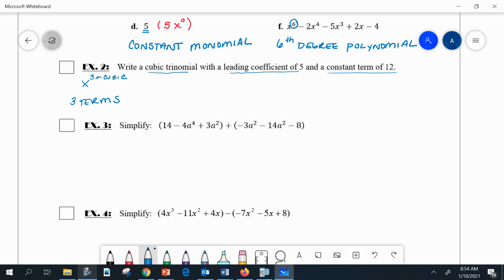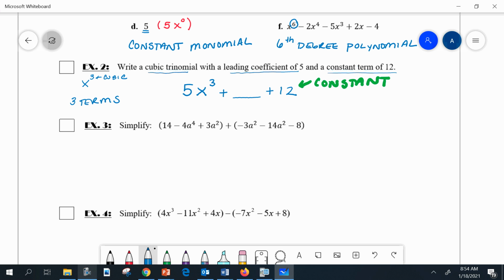So the leading coefficient is going to need to be 5. So we're going to need to write something like 5x cubed, and then I'm going to have a constant term of 12. But I needed to have 3 terms, so I've got some kind of middle term right here, and then I know that the constant is going to need to be 12. So this right here is the constant, and I know right here that I have the degree right there is going to be 3, which is cubic.